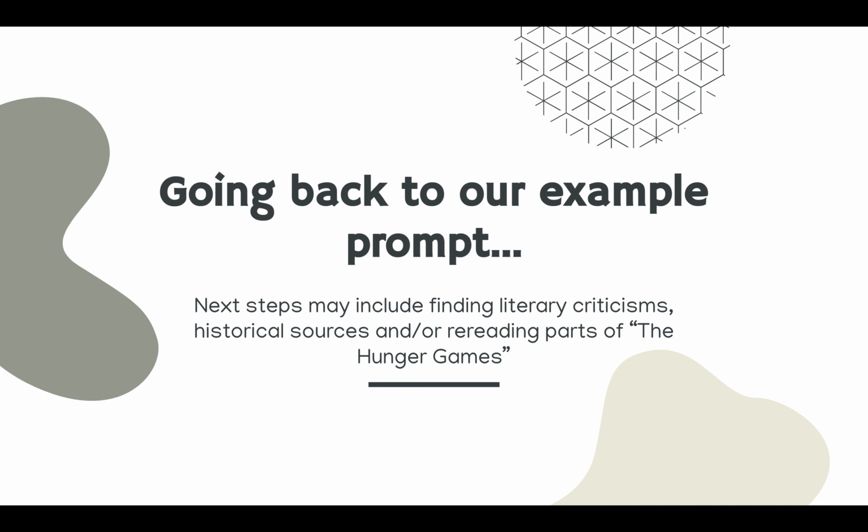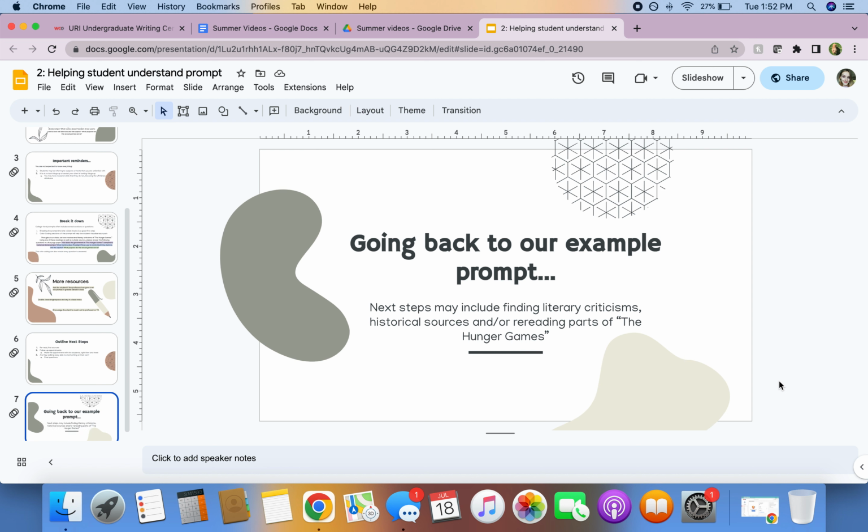Going back to our example prompt, next steps may include finding literary criticisms using URI, that would be using our library database or something like Google Scholar. They also may need to reread parts of the Hunger Games in order to talk about them, in order to look for quotes. That should be everything about understanding a prompt. And the biggest thing is making sure your students are able to walk away being able to do next steps on their own.